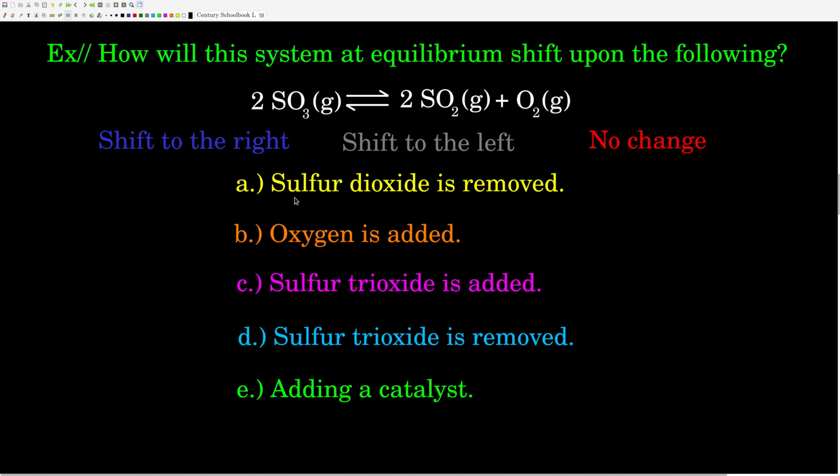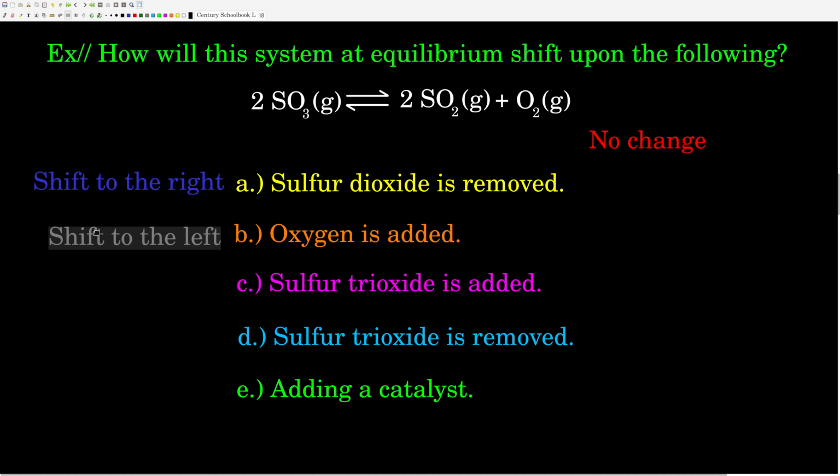Welcome back, guys. So first of all, if sulfur dioxide is removed, we're removing some sulfur dioxide. Now we get a value of Q less than K. Equilibrium will shift to the right. So shifts to the right. Next, oxygen is added. So we're adding a product, it's going to shift to the left. Just like that. Sulfur trioxide is added. We're adding a reactant, it will shift to the right. Sulfur trioxide is removed, just the opposite. We're removing a reactant, so the equilibrium shifts to the left.